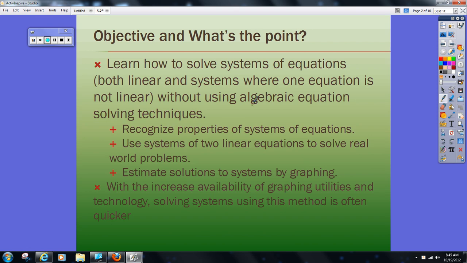Okay, objective and what's the point? We're going to learn how to solve systems of equations, both linear and one where one of the equations is not a line. And we're not going to use algebraic solving techniques. We're going to use graphs, all graphs today. We're going to realize what it means when you have a system of equations, and we're going to estimate solutions by graphing before we actually find the solution.